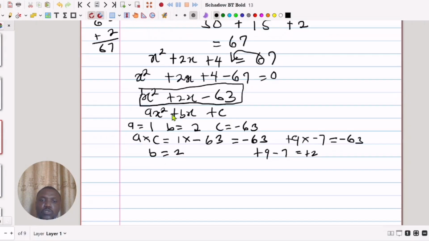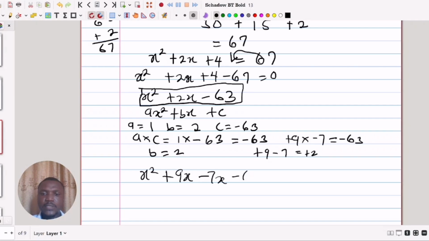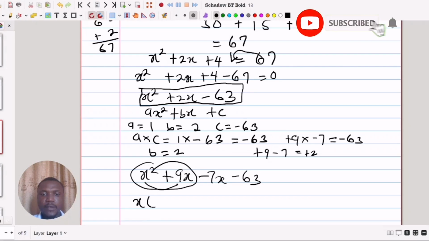So what we're going to do is slot it back into the equation. I'm going to write x squared, and instead of writing plus 2x, I'm going to write plus 9x minus 7x minus 63. So what's next is to factorize it. When you factorize it, take this pair. What's common to x squared plus 9x is x. So you have x squared divided by x, that'll be x, plus 9x divided by x, that'll be 9.